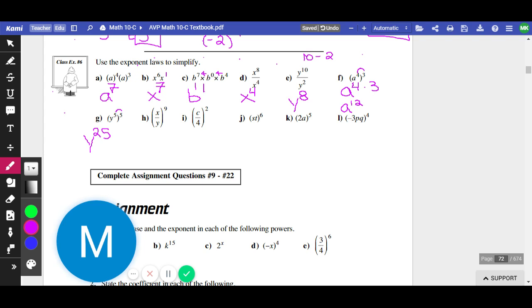H, same idea. You have a division inside the brackets, an exponent outside the brackets. This exponent comes to everything inside the brackets. So it becomes x to the 9, y to the 9. Fantastic. The next one, same idea. The 2 comes in, so it's c squared, 4 squared.